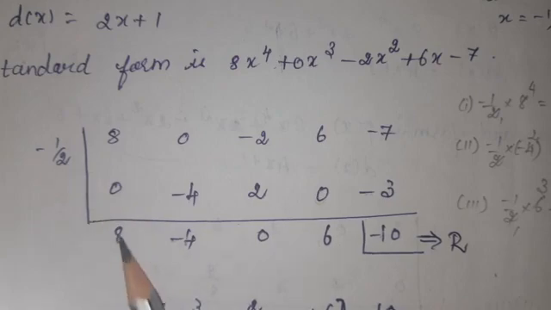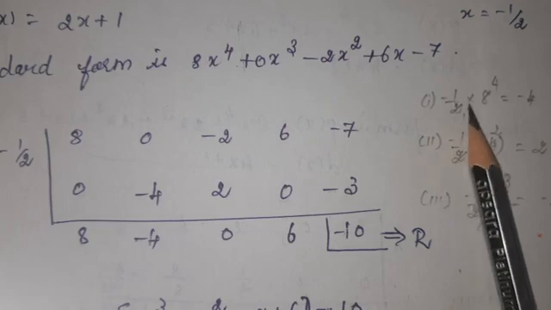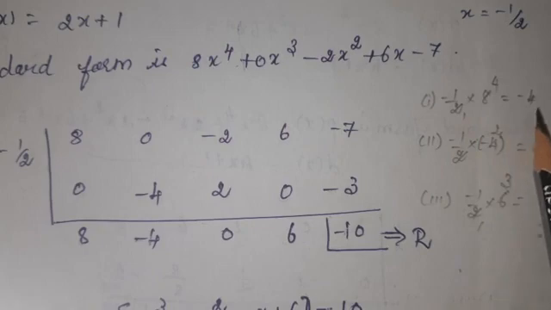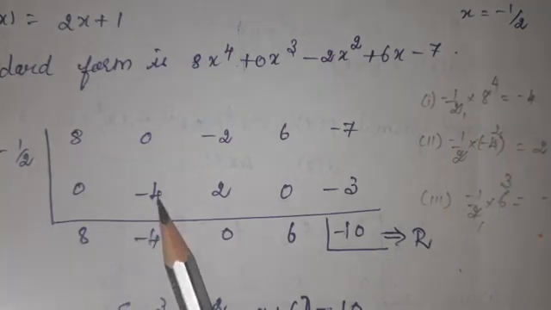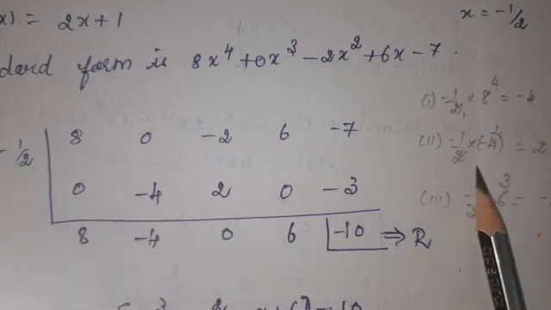Then multiply minus 1 by 2 into 8. That can be written in our rough column, minus 1 by 2 into 8. 2 table if I cancel it is 4. So minus 1 into 4 is minus 4. Here I have written that, minus 4. 0 minus 4 is minus 4. Again you should multiply minus 1 by 2 into minus 4.